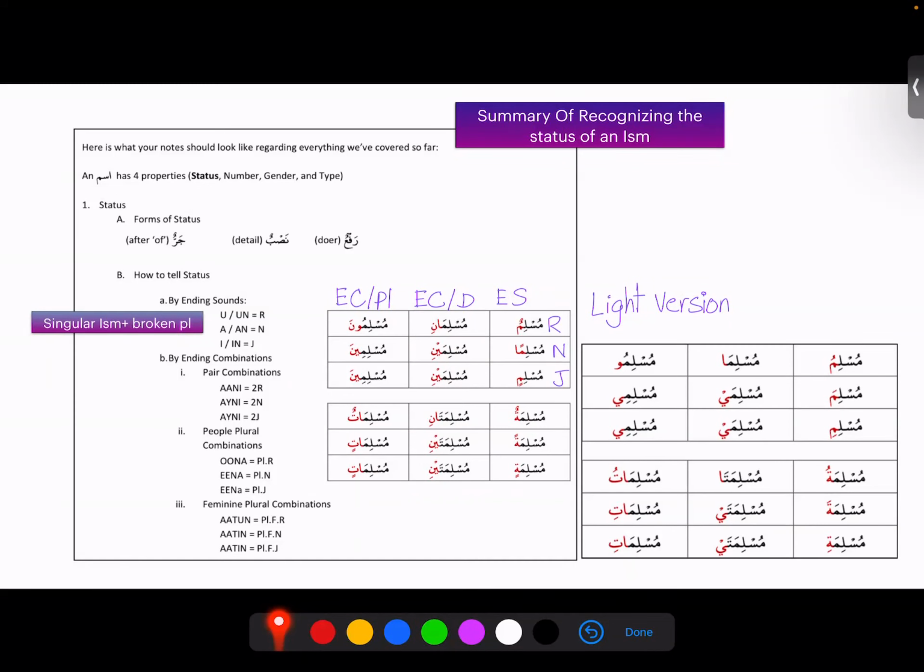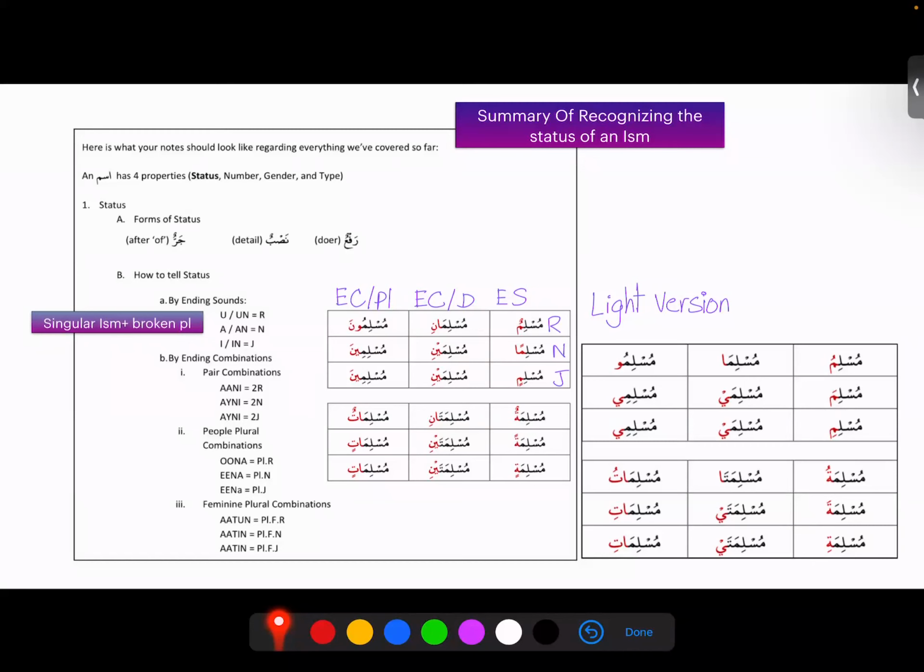For status, we learned that we can figure it out in two ways: ending combination and ending sound. Very good, yes, these are the two ways. Ending sound is related to singular ism. Ending combinations are related to dual or plural combinations. How many different kinds of combination do we know? Dual and plural, and singular or feminine. Yes, three combinations.